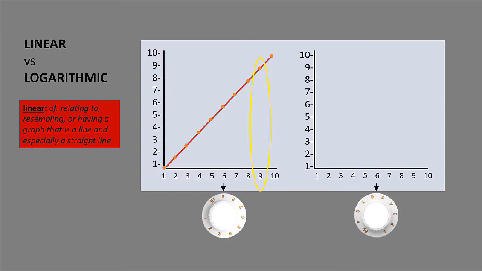By comparison, on a logarithmic scale, each tick refers to the previous tick multiplied by some number. Notice that 9 on a logarithmic scale is only about half of 10. So in very simple terms, a logarithmic unit is used to express order of magnitude.